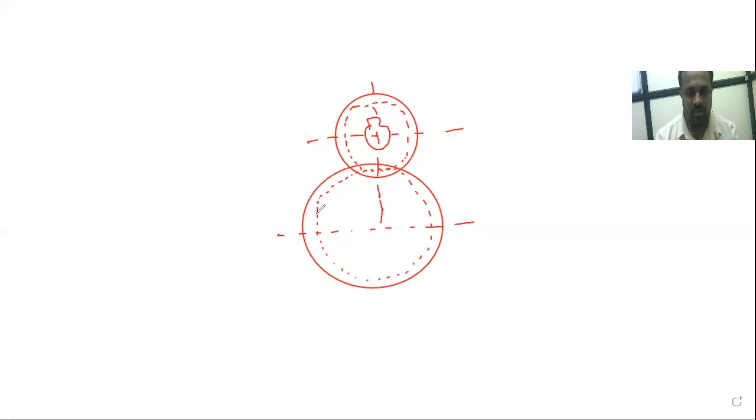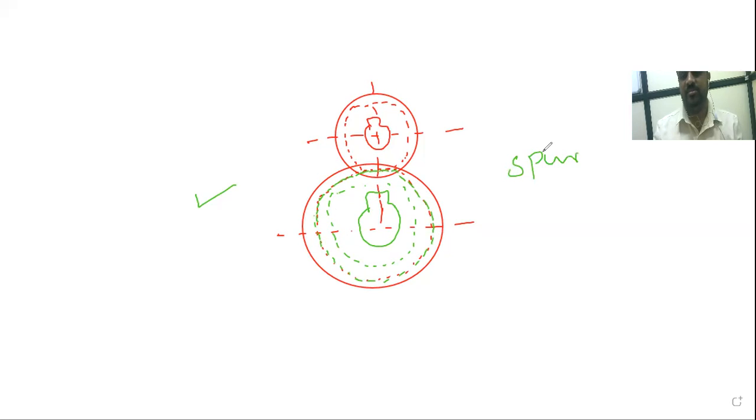Now you can easily observe here. This is the pitch circle of that bigger gear. This is the pitch circle. This will be the base circle, and this will be the location of the shafts. See, this will be the conventional representation for the spur gear assembly.